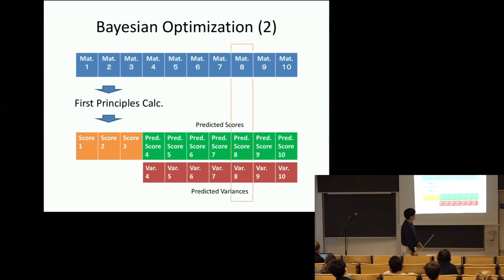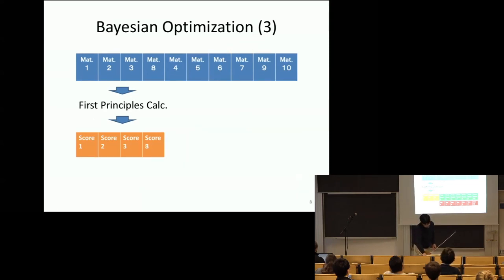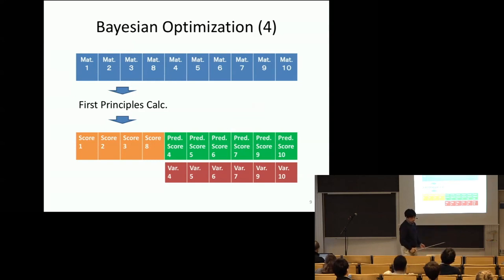And based on this information, you choose the next one to do simulation like this. So in this case, you choose this 8. And one important thing is, in this decision, I looked at both score and variance, right? So it's very important to take into account this kind of uncertainty. And then you do the next step, and repeat this again and again, and then you can design your experiments sequentially like this.